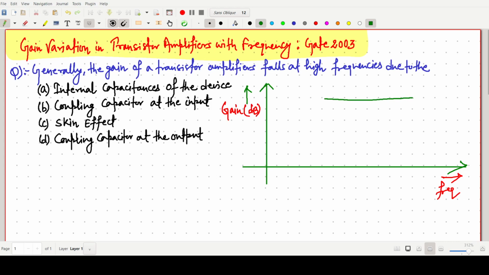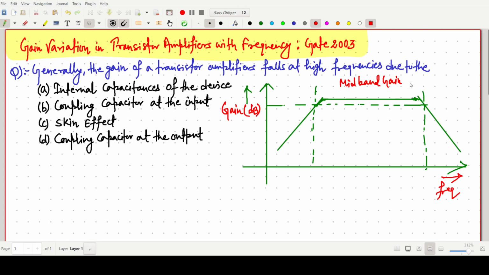As we know, there will be some curve-like structure. The middle part is the midband gain. This one is the midband gain, and this one is our lower frequency band, and this one is the higher frequency band.